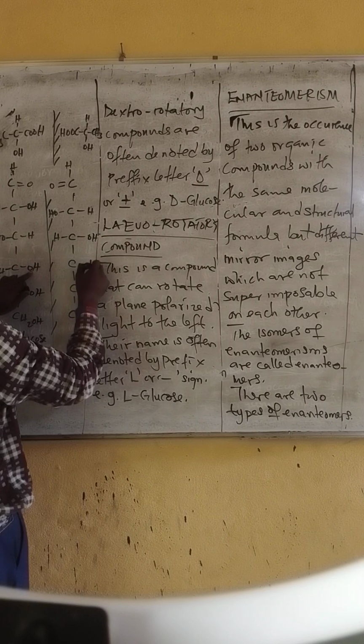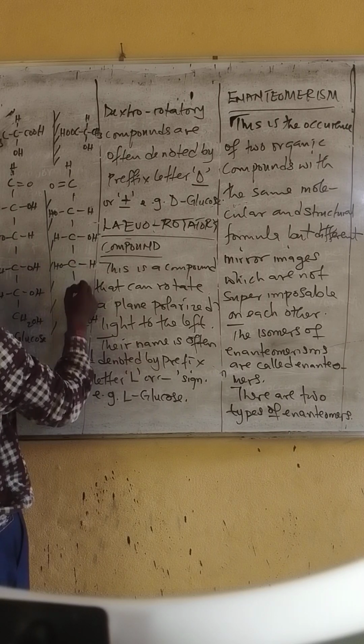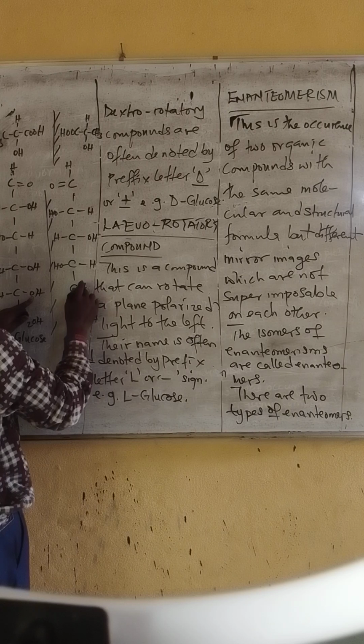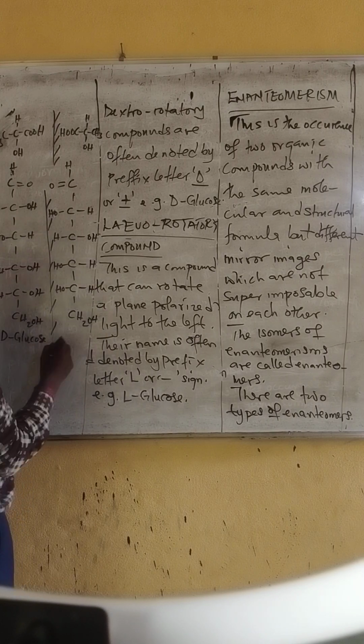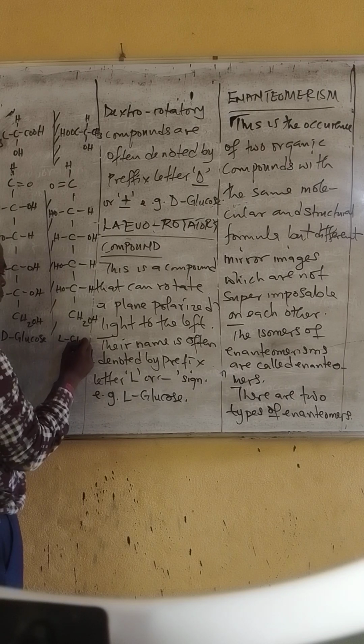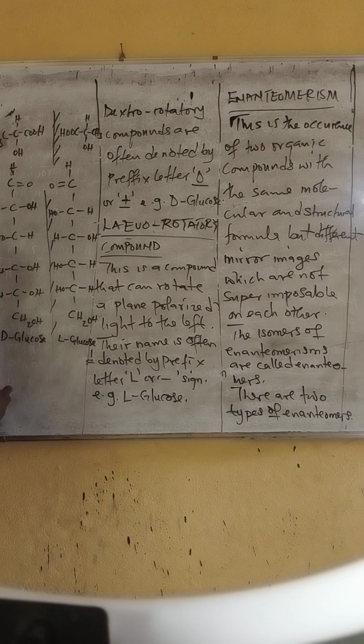Here now it's now going to be H. OH will now go to the back. It will turn around. This will now be H. This will now be OH. So this one is L-glucose. The normal glucose structure we have is the D-glucose. While the mirror image turns everything that is here to the other side, it forms the mirror image.